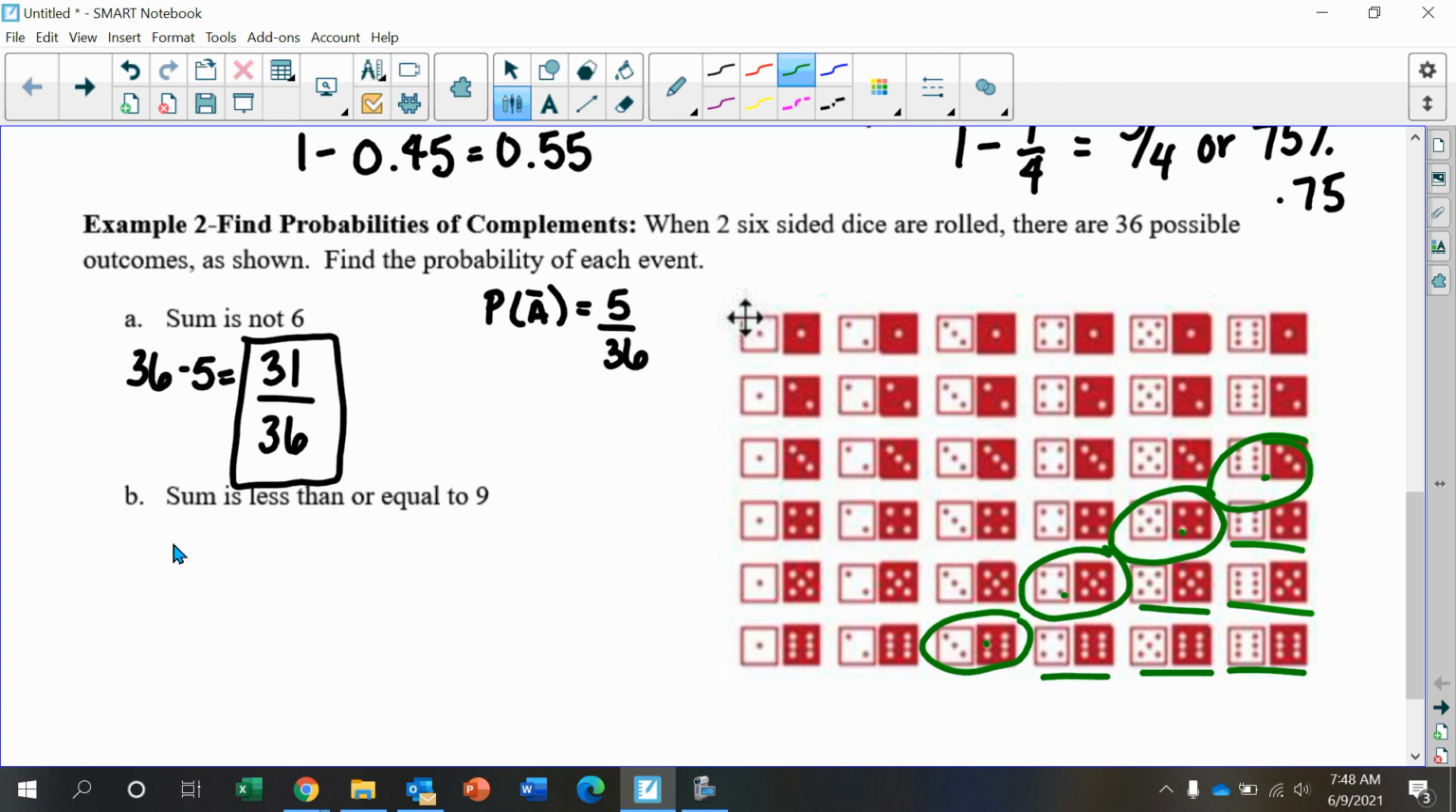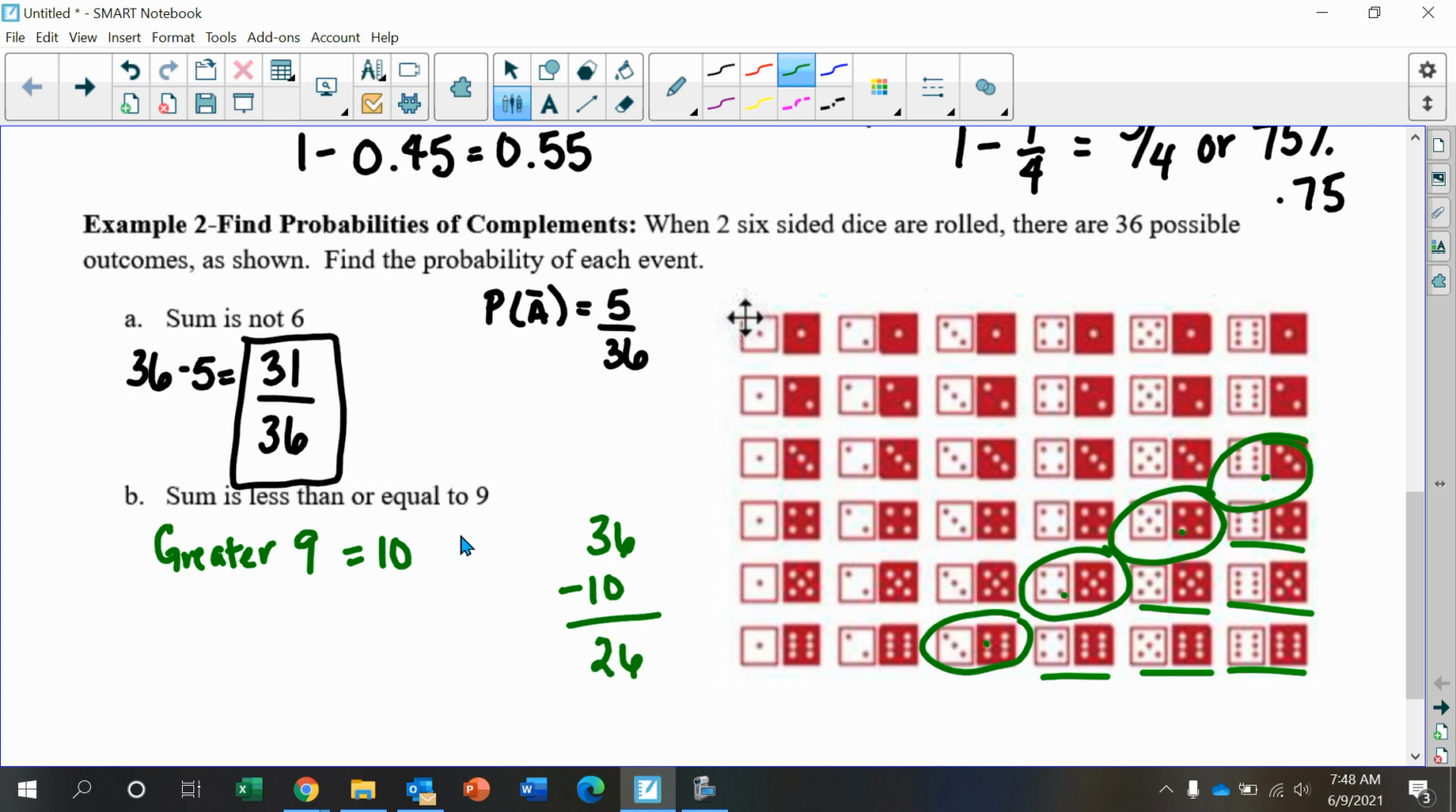Okay, so 10 of them are going to be greater than 9. So again, what I'm going to do is 36 minus 10 to give me 26.